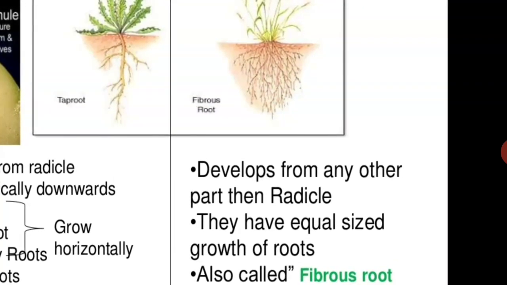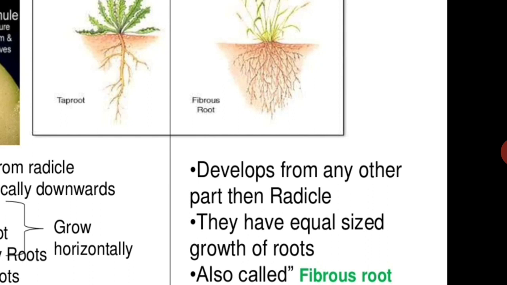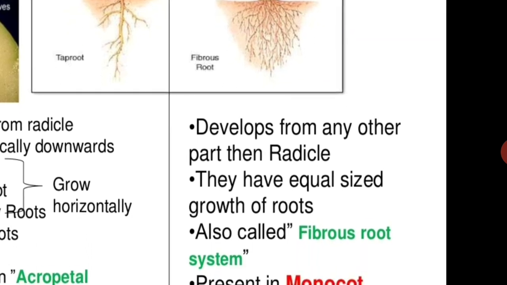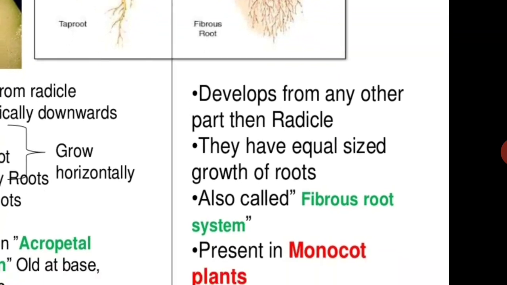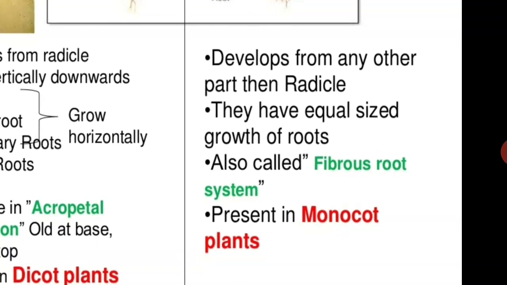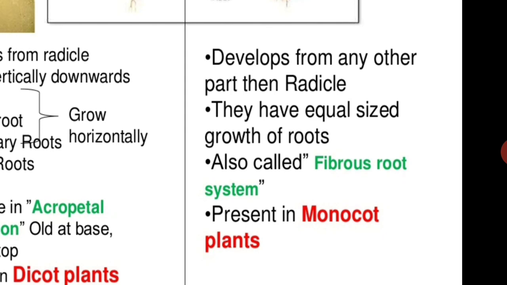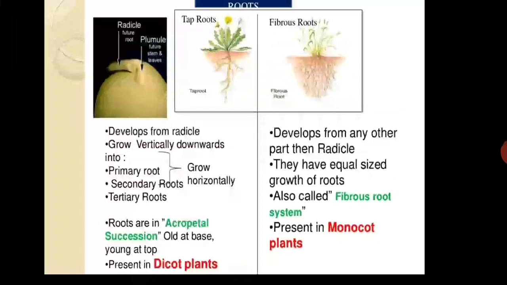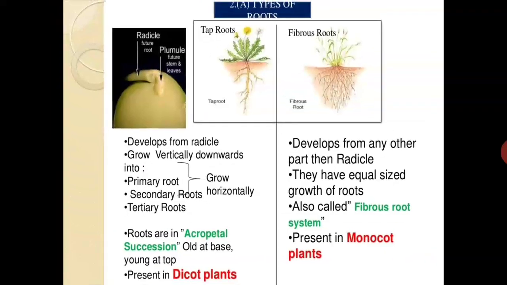And in the case of the adventitious root system, roots develop from any part other than the radicle, with equal-size growth of the roots, and it is also called the fibrous root system. Sometimes it is known as fibrous because so many fibers come down, and mostly it is present in monocot plants. So there is quite a difference between the fibrous root and the adventitious roots. Both are the same.